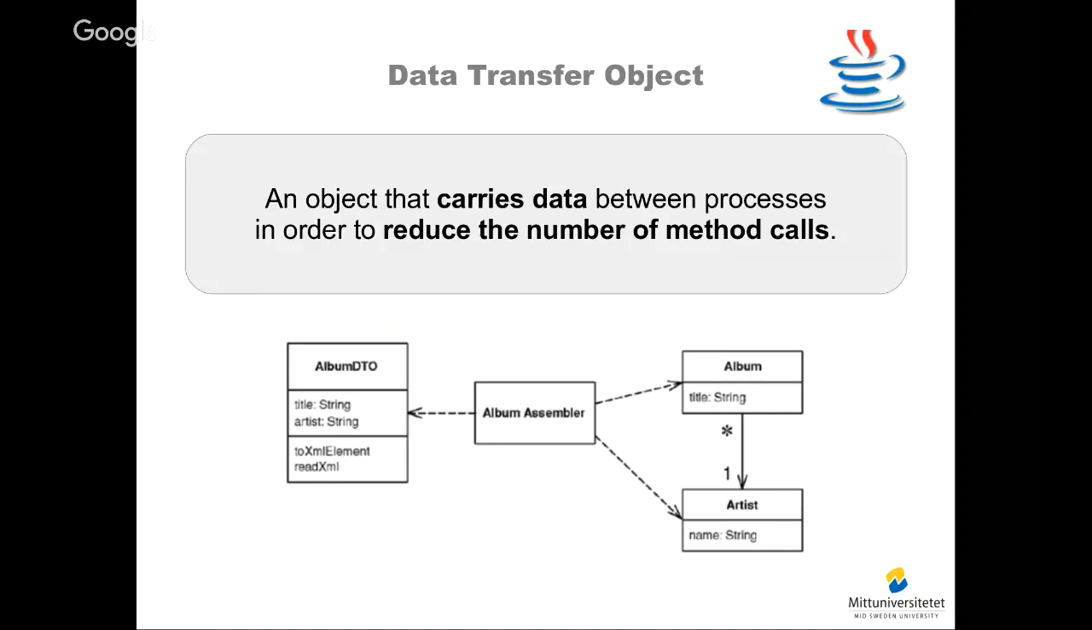You can use it either way. Either you use it directly as your data, or you have a data model similar to the one presented here to the right, and based on that you create your objects, your artists and your albums. So this is a way for us to reduce the number of method calls, and that fits nicely into our objective of reducing latency. So that's data transfer object.